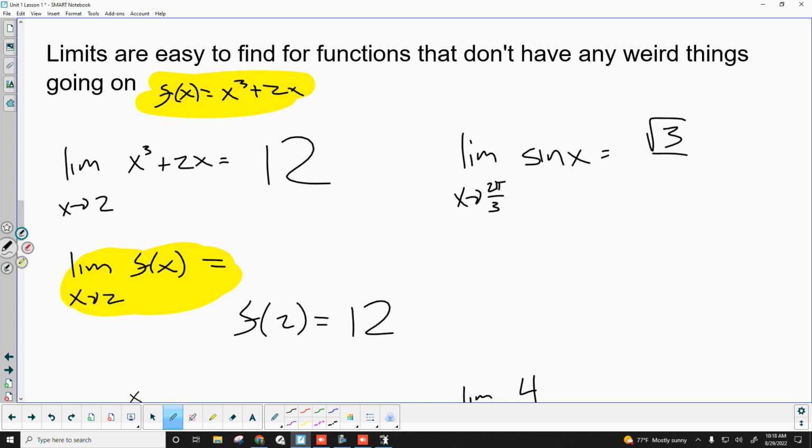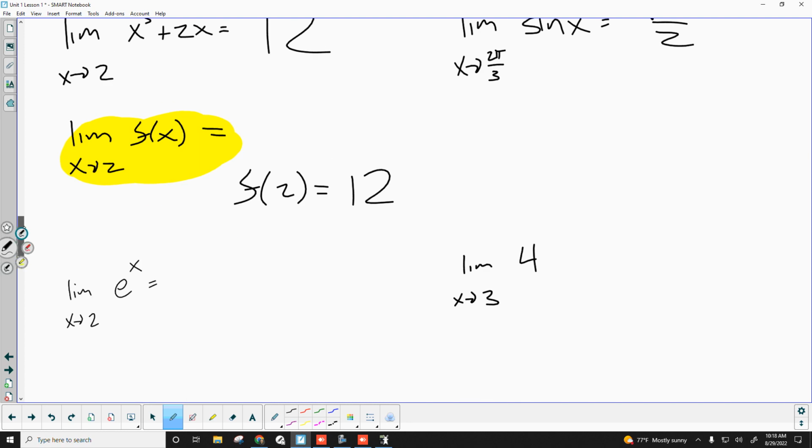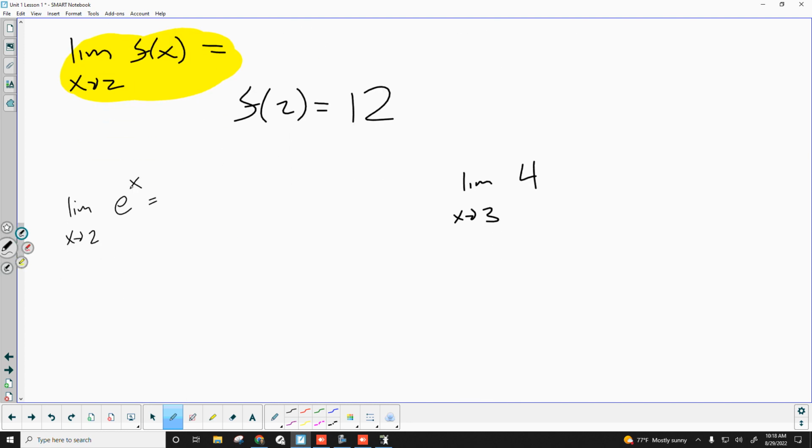Yeah. Question? Or are you just doing it? Cool. Just plug in 2 pi over 3. If you don't get 0 over 0, you're good. You get a number, that's your answer. Just plug in 2. Cool, e squared. E squared's an answer. Don't try to worry about getting decimals.